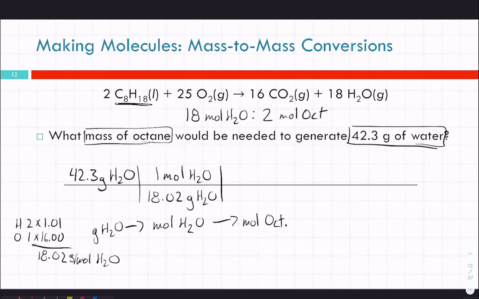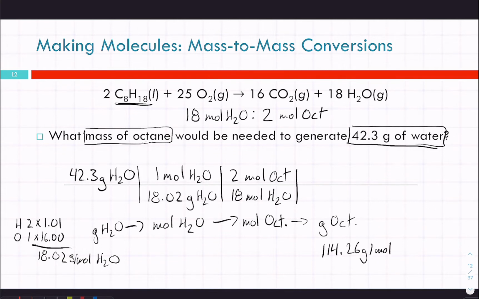So then just like we had grams, here we want to cancel out grams. We have moles now, so we want to cancel out moles of water. So this will be 18 moles of H2O, 2 moles of octane. And then we'll go from moles of octane to grams of octane, again using our molar mass, which we calculated on the previous slide, 114.26. So if before we divided by grams of H2O to convert from grams to moles, we now want to multiply by grams to get grams.